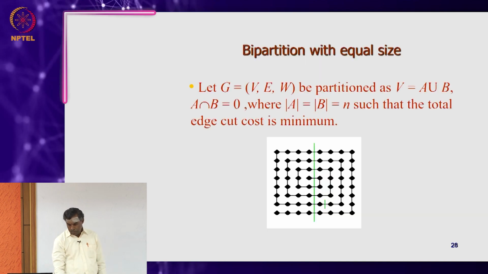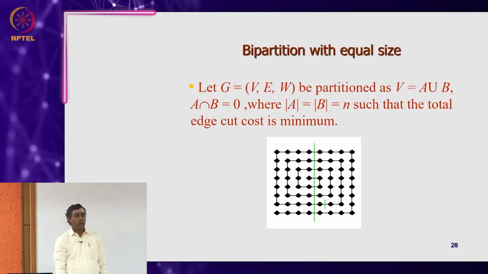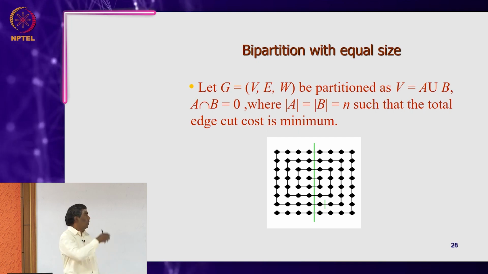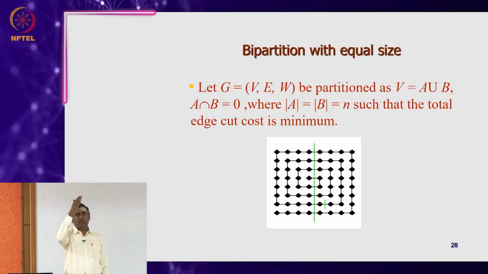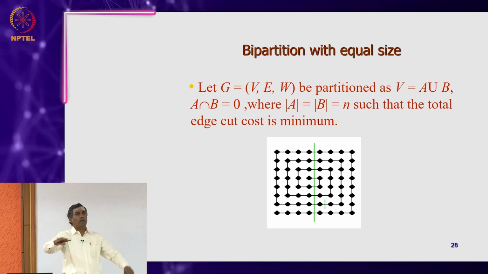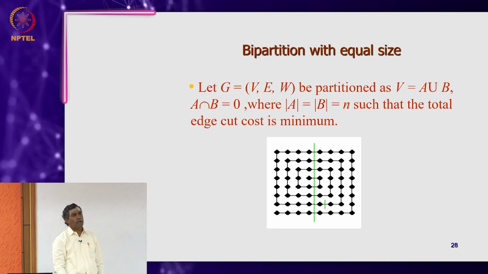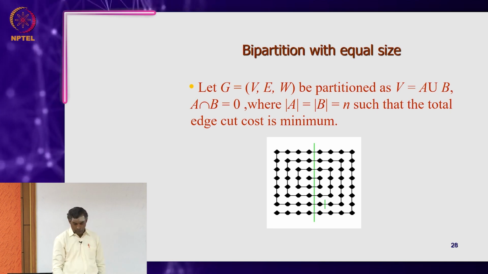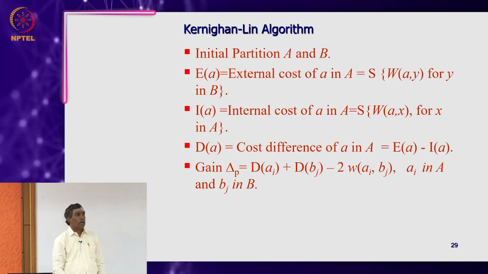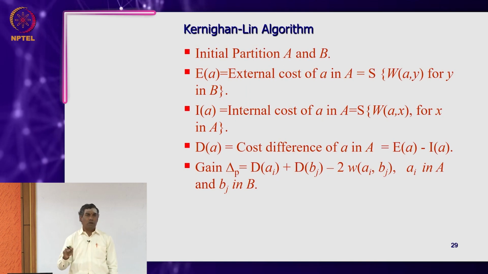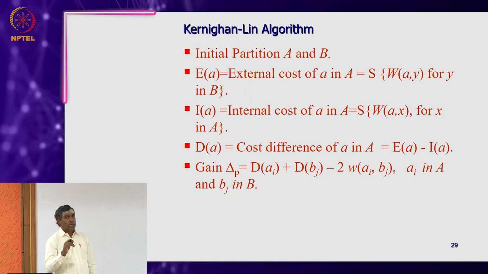I am interested in bipartition, or two-way partition. That means you have a graph where you take a set of edges and remove them, so that the graph becomes a two-way partition such that the total cut cost is minimum. That is the very famous Kernighan-Lin algorithm. I am not going into the detail of the algorithm; probably you can look into it if you are interested in working on that.